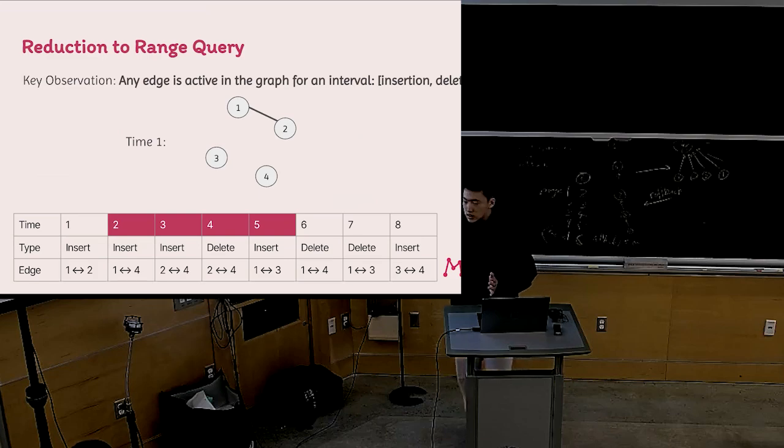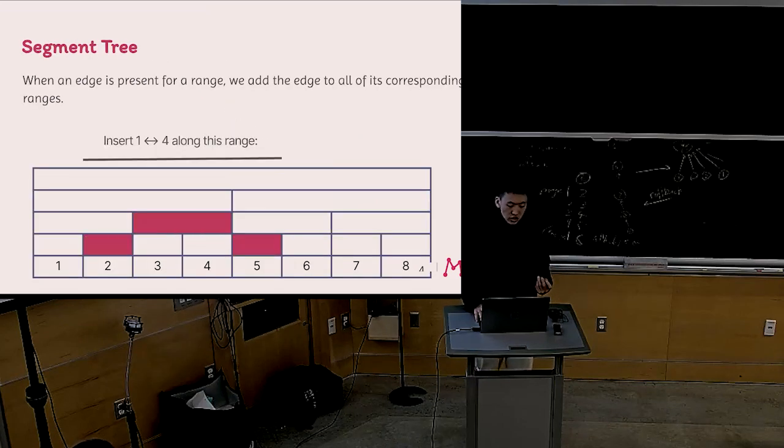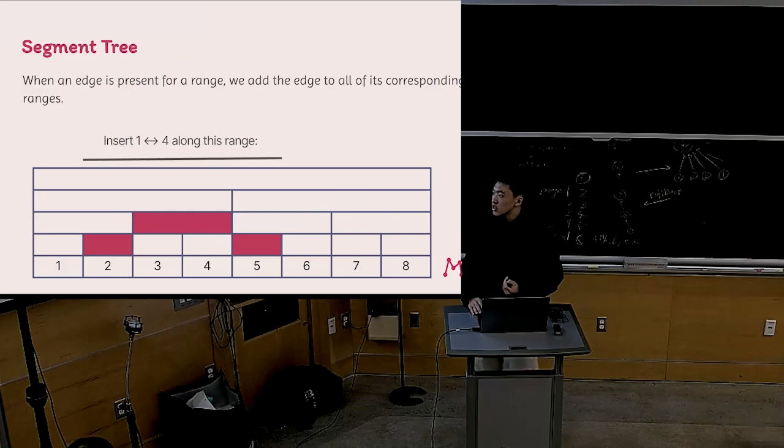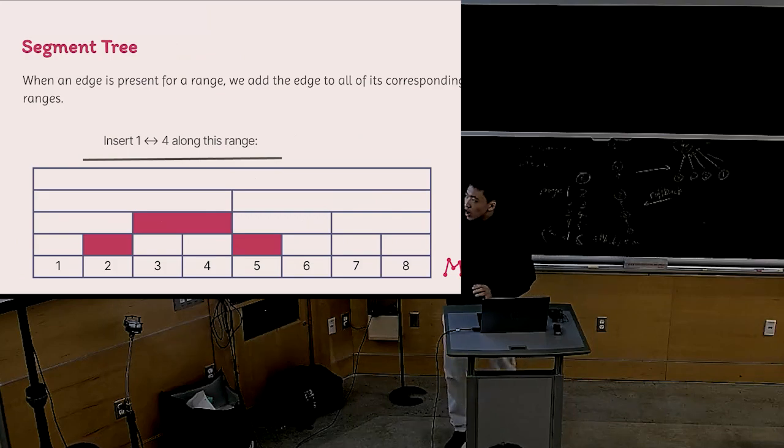So the edge is only active within the range from 2 to 5, because it's inserted at 2 and deleted at 6, so it only exists within our graph during a range of times. And so we can use this to reduce it to a range query. What structure do we use to solve range queries? Very commonly we'll use a segment tree. So the idea here is we add the edge to all of the magenta blocks, because that corresponds to that range within the segment tree.